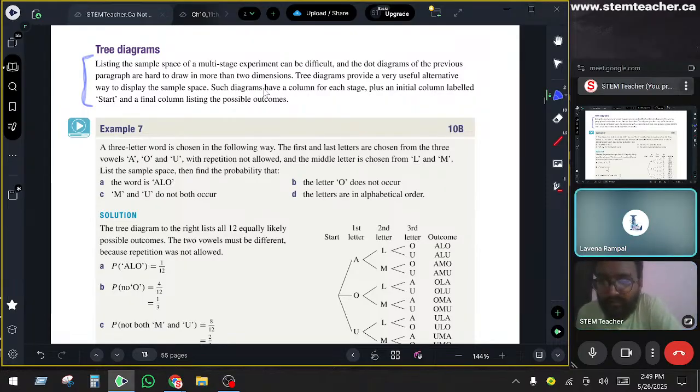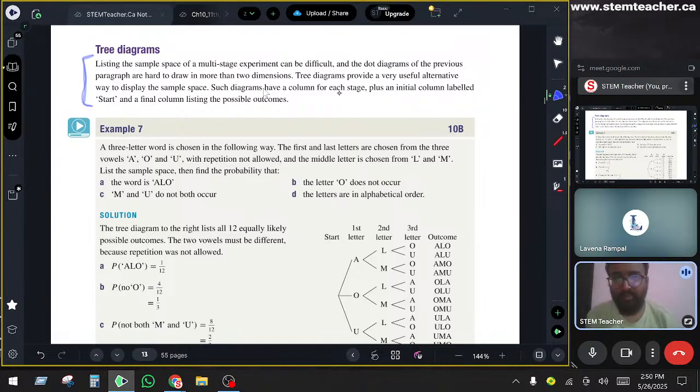Listing the sample space of a multi-stage experiment can be difficult because we have to mark all possible dots, and diagrams are hard to draw in more than two dimensions. So can you draw three dimensions? It's not possible, because that is 3D. So tree diagrams provide a very useful alternative way to display the sample space.